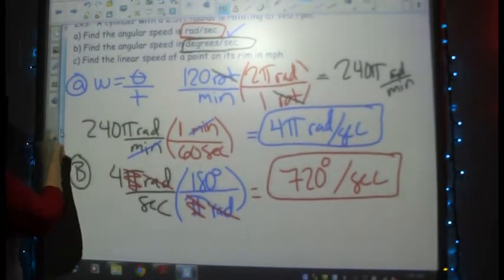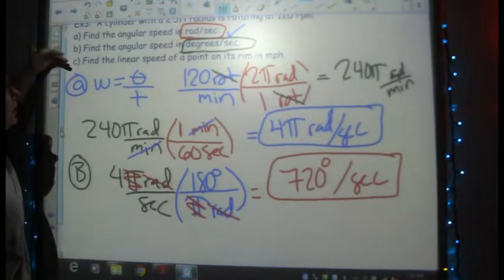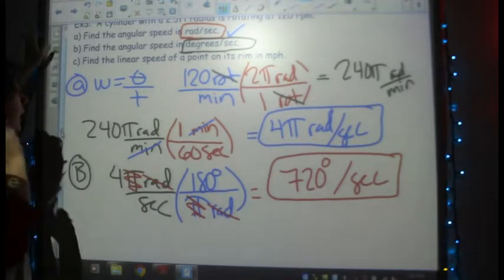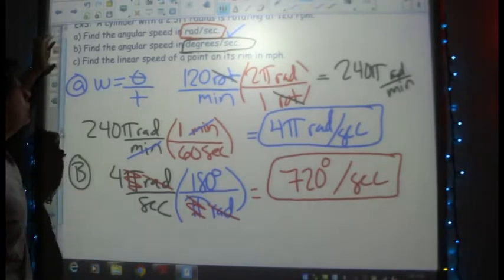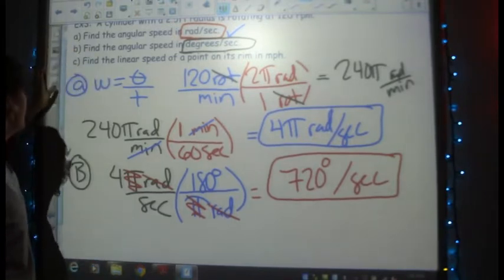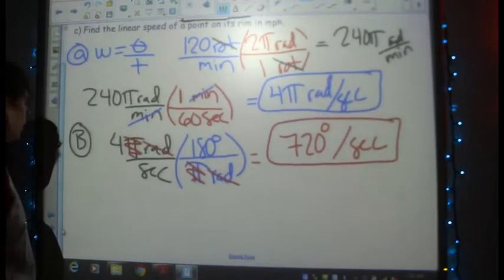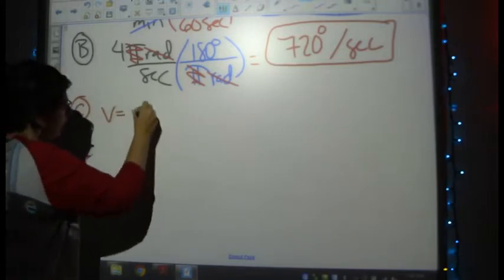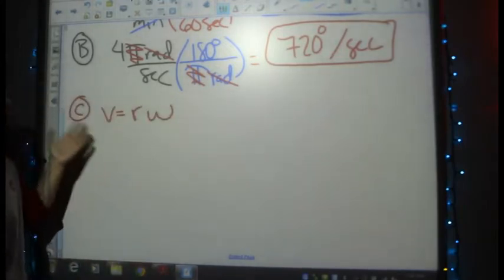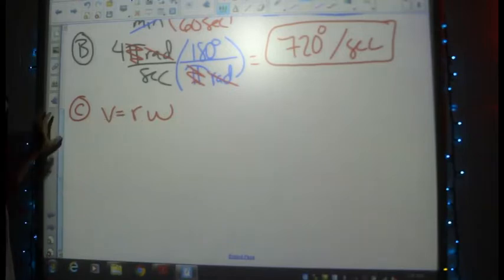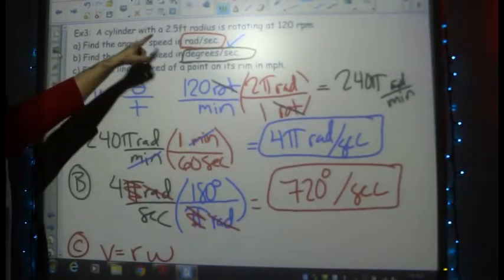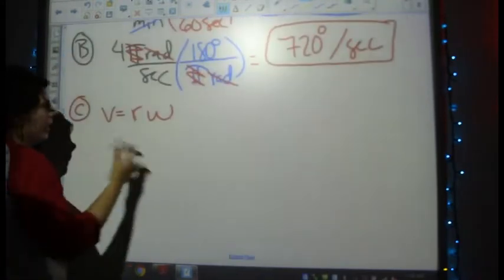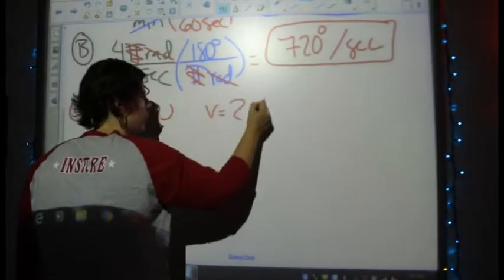All right, part C here, because one part isn't enough. Part C, find the linear speed of a point on its rim in miles per hour. Okay, so find the linear speed. I've got a formula for that. I know that linear speed is talking about my V here. So for C, I have V equals R W. Good news, I already have W. And as a matter of fact, I think I have R too if we look at the problem. That's right, R equals 2.5 feet. So I know that V equals 2.5 feet times, now I have W.